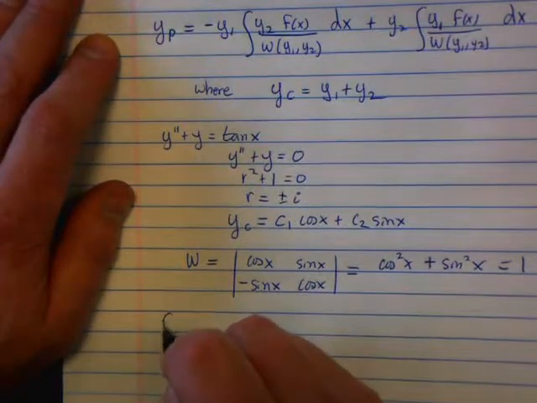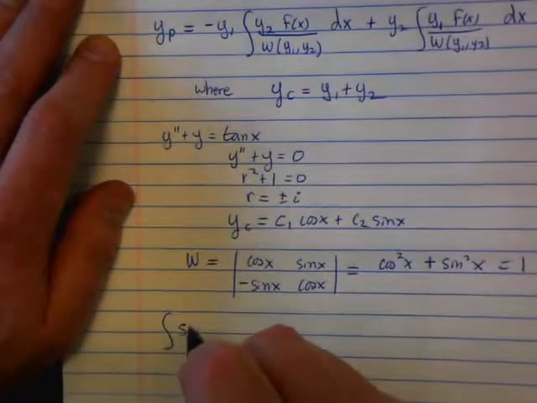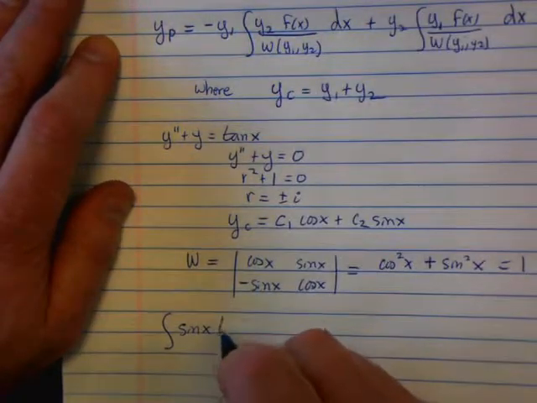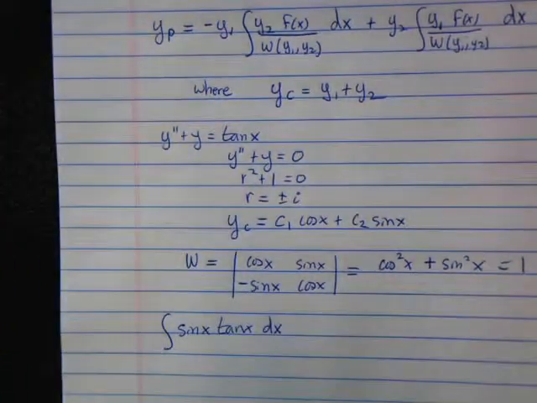So the first integral, I need y sub 2. Y sub 2 was sine x. And I multiply by f of x, which was tangent x, dx. How do you integrate sine x times tangent x?